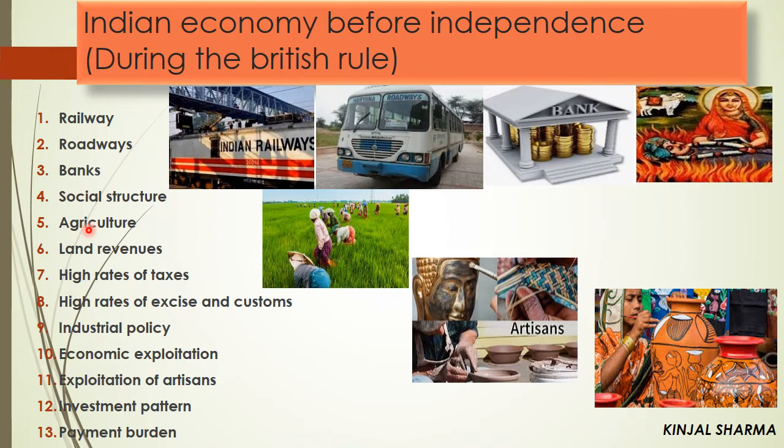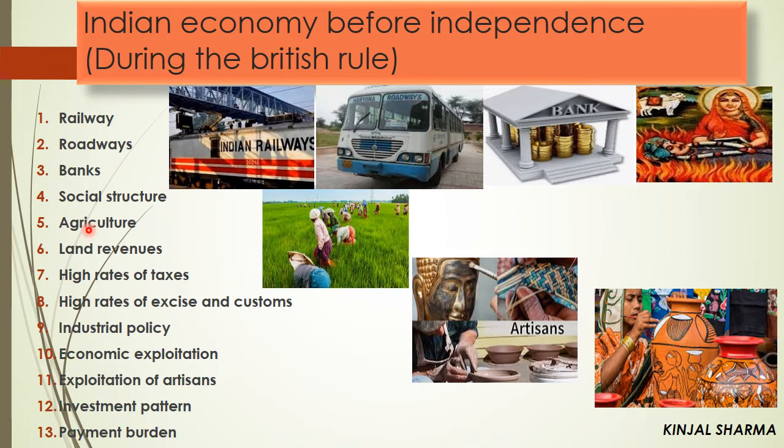Agriculture. Indian agriculture suffered from high revenues, that is the system of zamindari, landlordship. There was exploitation of several types, and poverty in this sector started increasing.